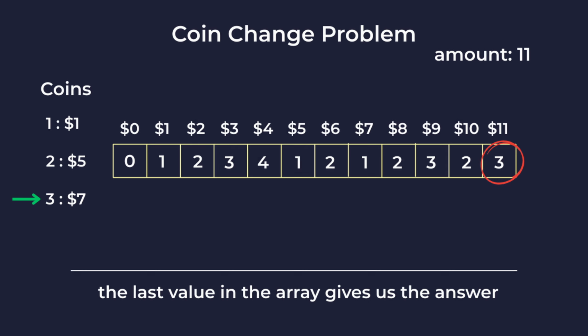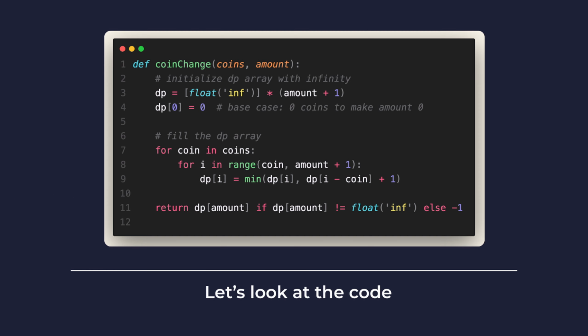Once you understand how it works, it's easy to implement. Let's look at the code. We start by initializing an array of size amount plus 1. Set index 0 to 0, since no coins are needed for amount 0. For each coin, we update the DP array starting from that coin's value up to the target amount.